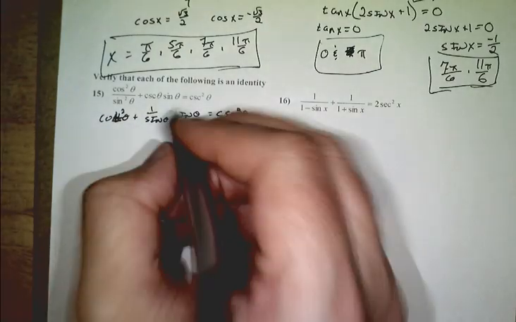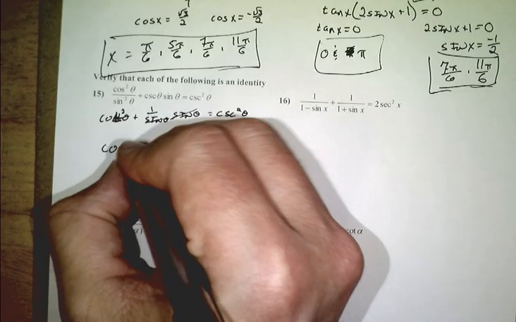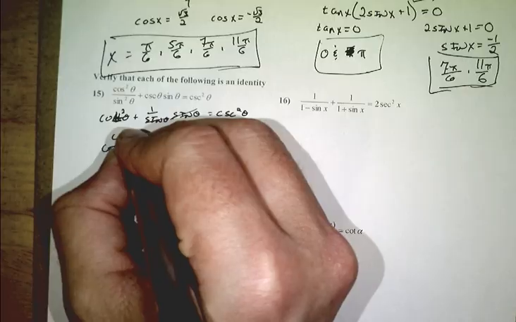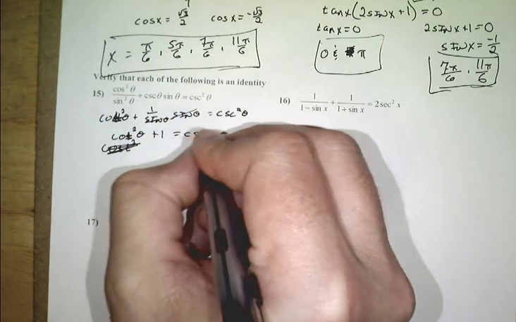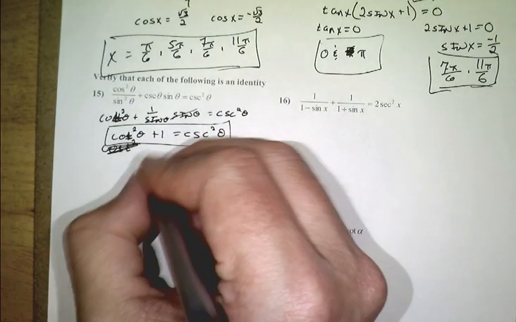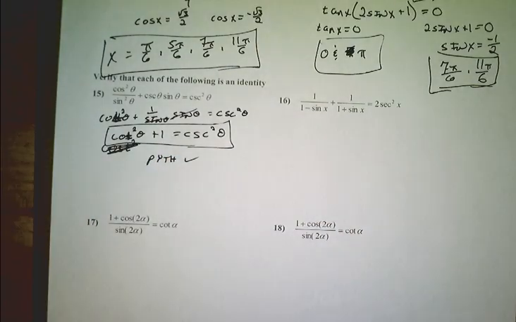So 1 over sine times sine, so that cancels out, leaving just 1. So this is cotangent squared theta plus 1 equals cosecant squared, and that is done. That is a Pythagorean identity, so those are equal to each other.